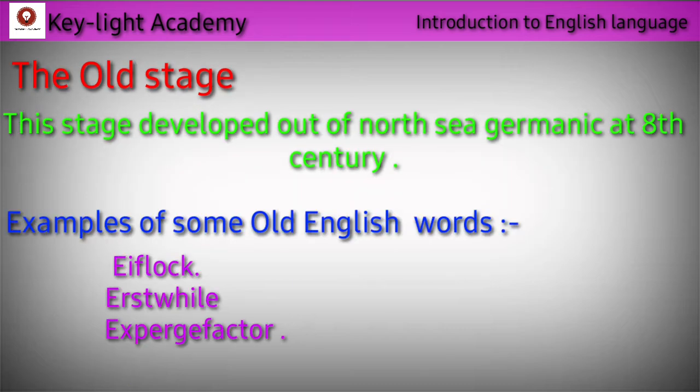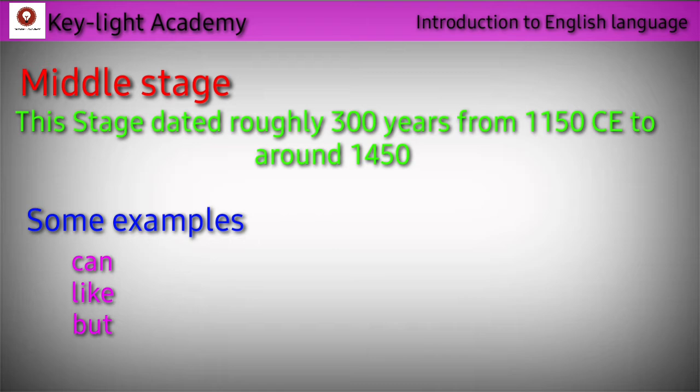Old English is a West Germanic language, developing out of Ingvaeonic, also known as North Sea Germanic, dialects from the 5th century. It came to be spoken over most of the territory of the Anglo-Saxon kingdoms, which became the Kingdom of England. The Old English Latin alphabet was introduced around the 8th century. Some of these words are elf-lock, erstwhile, expertfactor.